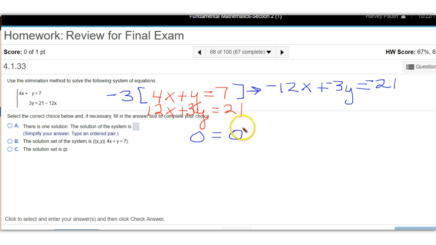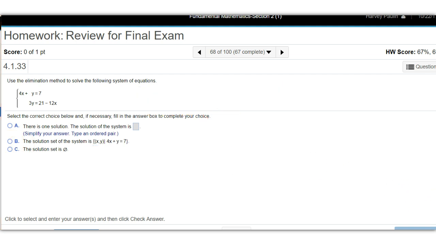Well, when that happens, and you end up with a true statement, or the equations are identical, you have, in set builder notation, that these are in essence the same equation, and there would be an infinite number of solutions. So B is our answer here.